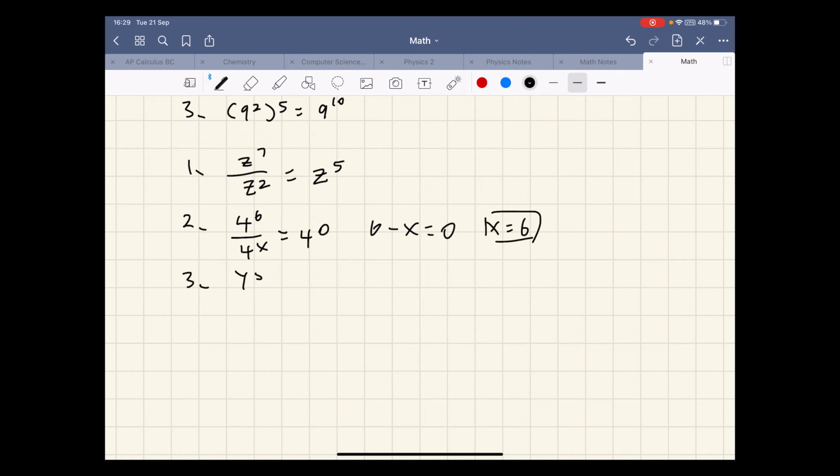Number 3, y to the power of 5 divided by y to the power of 3. Subtract them and you get y squared. Number 4, 5 to the power of 10 over 5 to the power of 3. Subtract and you get 5 to the power of 7.